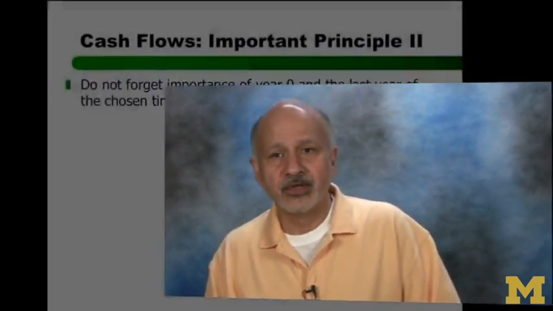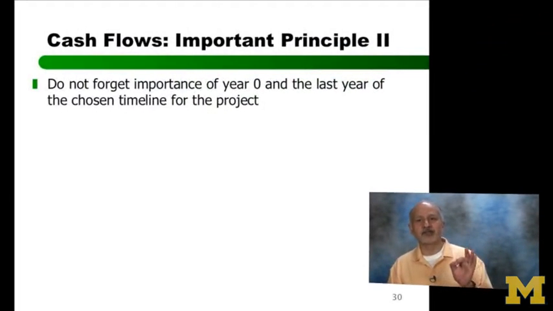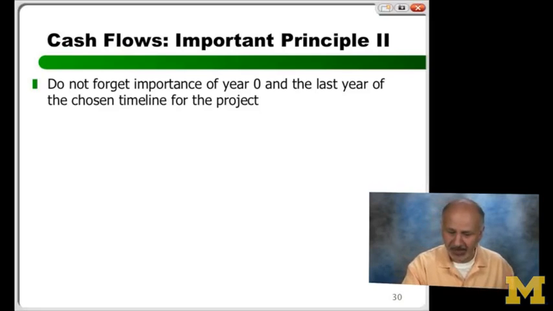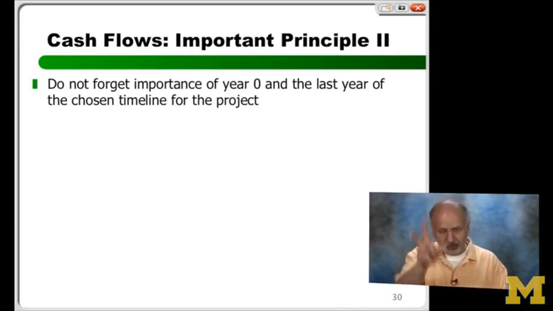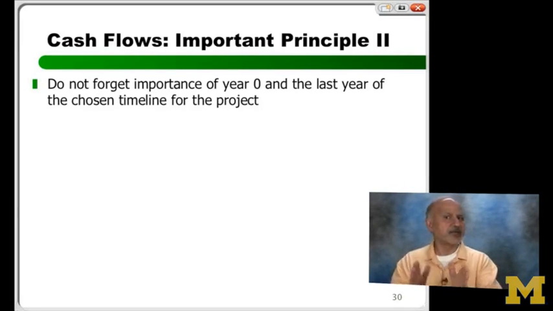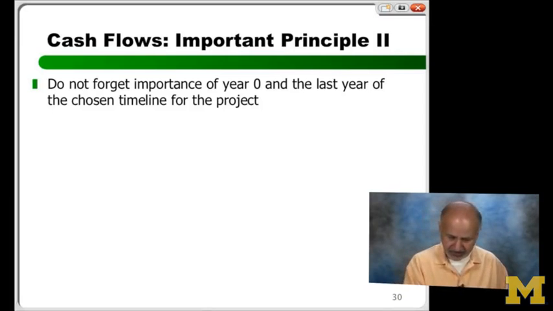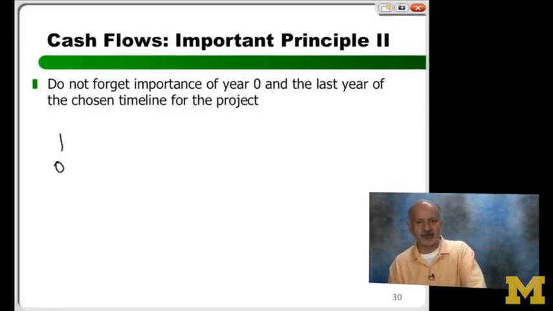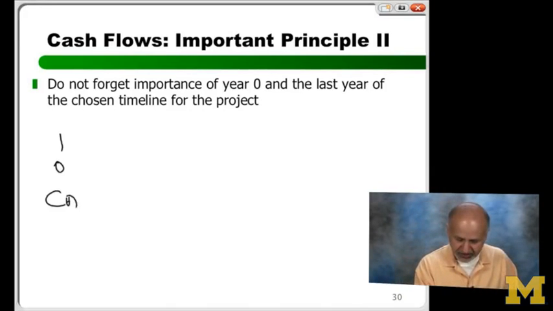Principle number 2. Do not forget the importance of year 0 and the last year. I want to spend a few minutes on this, because which year did we choose our 1.9 million as? Somewhere in the middle of the year. So remember, what is happening at time 0? Why is time 0 different from other years? Well, the word capital should come to mind.